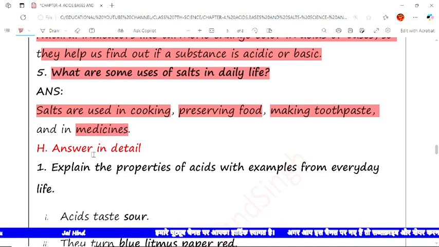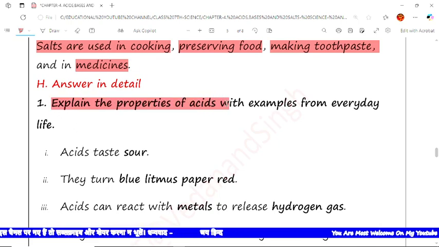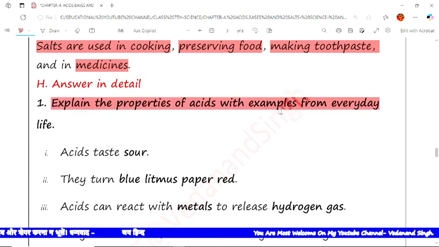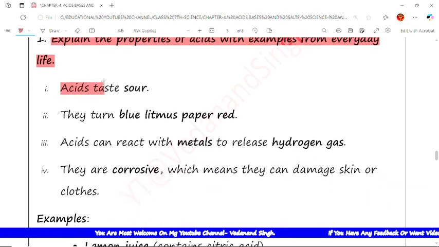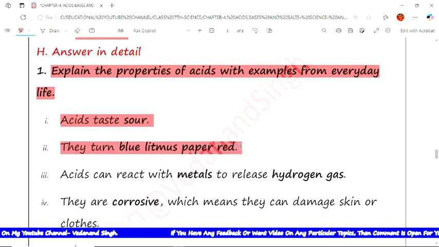Now the H number question is: answer in detail. The questions are given here and we have to write the answers in detail. The first question is: explain the properties of acid with examples from everyday life. The first point is acid tastes sour, and the second point is it turns blue litmus paper red.